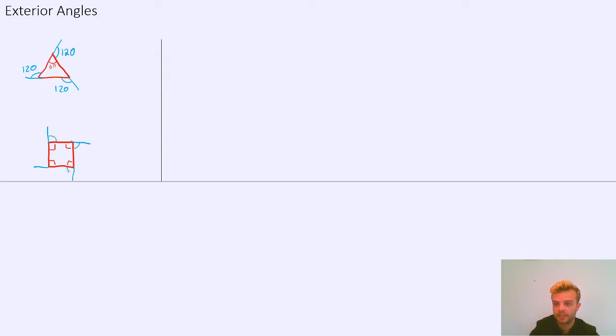Now, if the interior angles of this shape are all 90 degrees, then because angles on a straight line add up to 180, these angles outside have to be 180 take away 90, which is actually also 90. So I could have drawn squares there to show that they're 90 degrees.